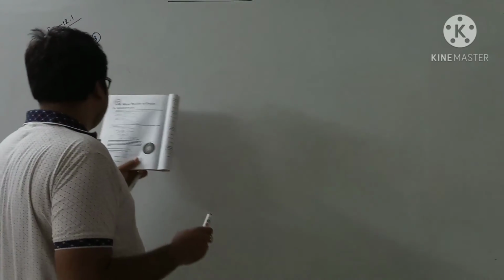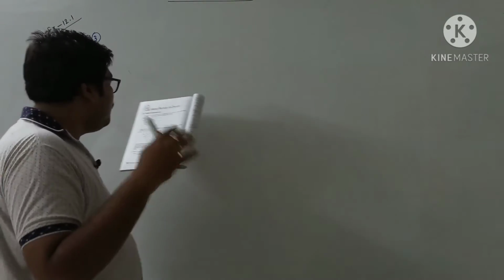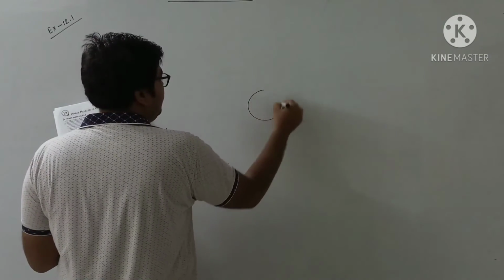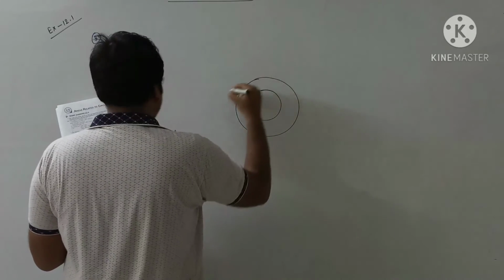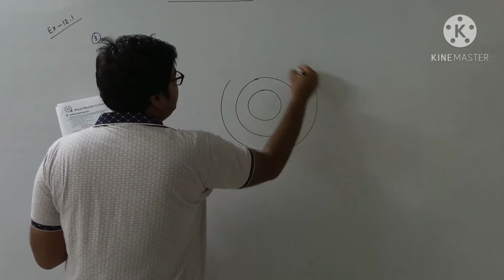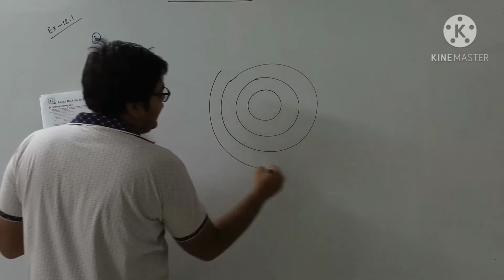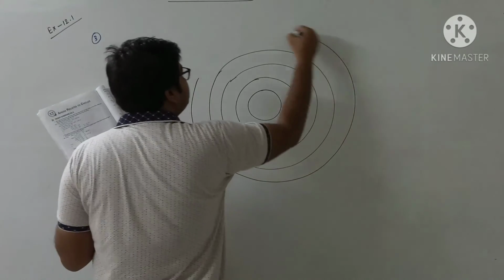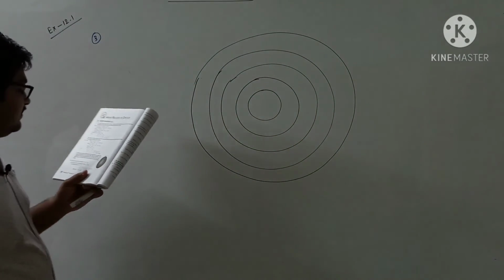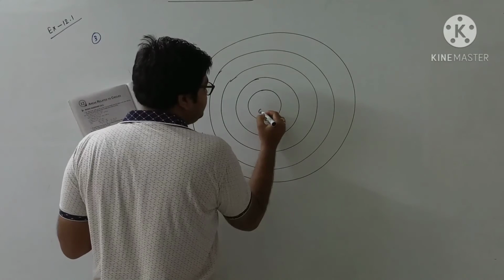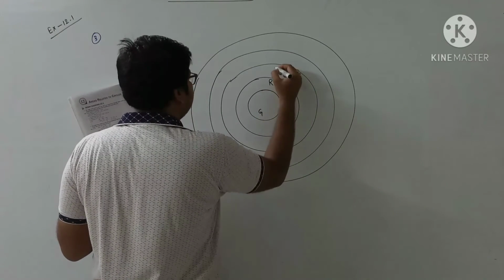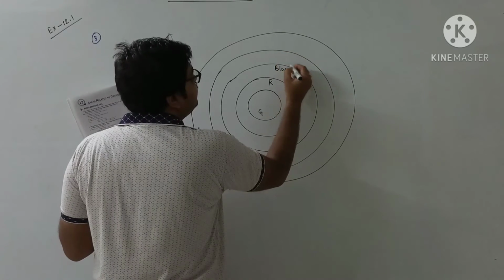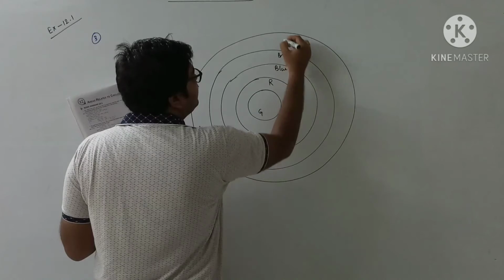5 scoring areas from the center outwards as gold, red, blue, black and white. Okay. So let's draw the diagram. Gold, red region, then blue, after that black, after that white. Bigger archery target. This is gold, red, okay, blue, black, white.